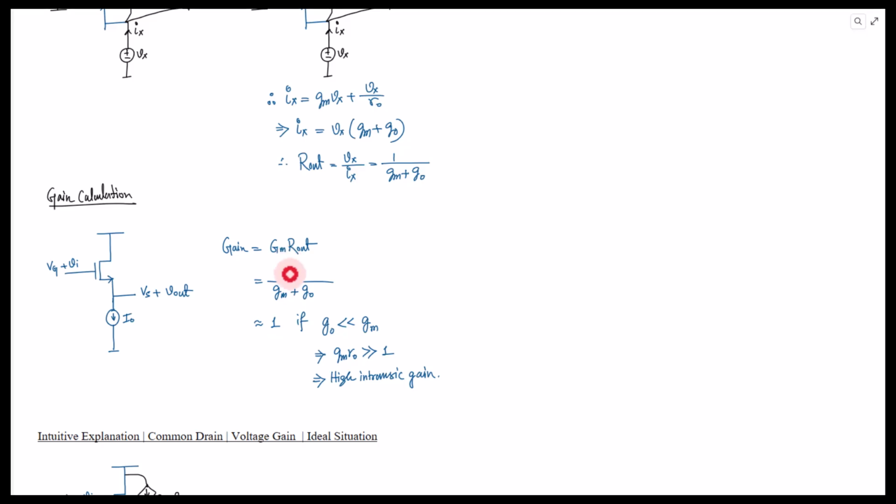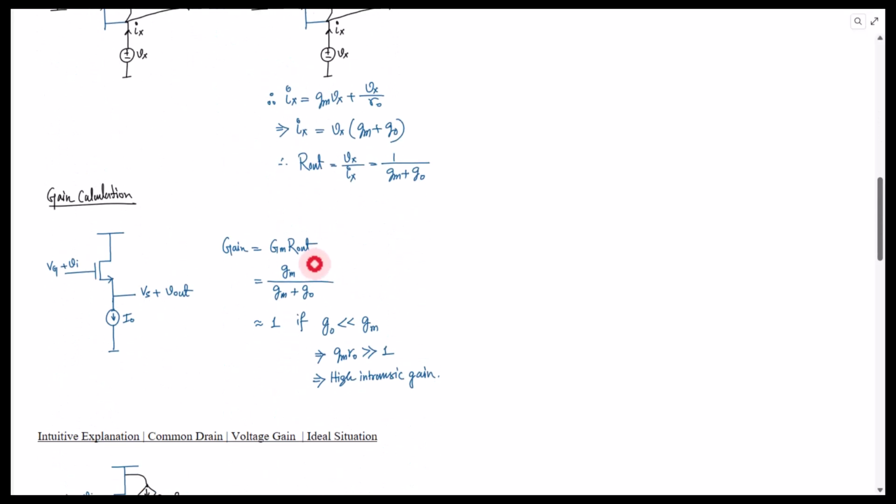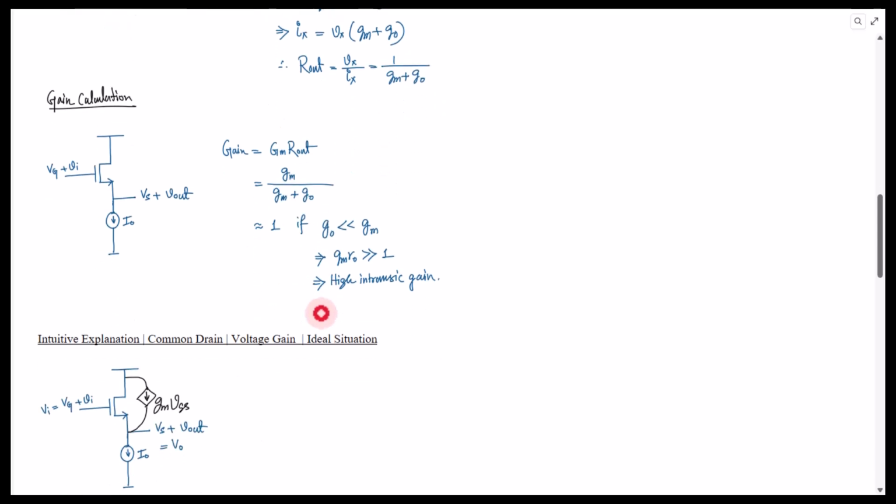That is basically gm by gm plus g0. Now if we consider that r0 is very high, which is actually the case in most cases, then you can approximate this expression as 1, because if r0 is very high, you can ignore g0. So gm by gm is approximately equal to 1. All right.